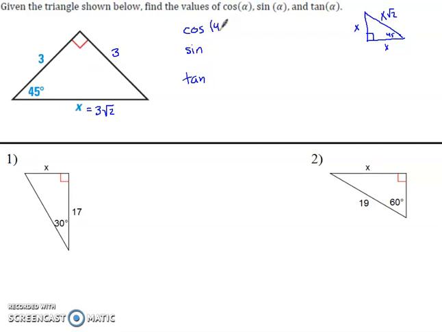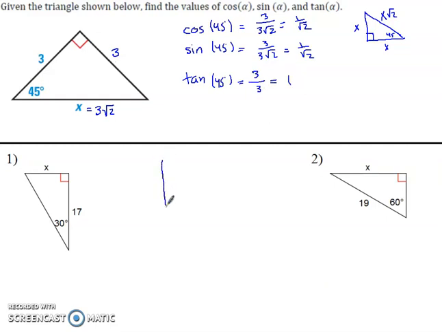Here I say alpha, but we'll go ahead and look at 45 degrees. So cosine would be adjacent over hypotenuse, so 3 over 3 rad 2, which is 1 over the square root of 2. Sine would also be 3 over 3 rad 2, which reduces to 1 over rad 2. And tangent opposite is 3 over adjacent, which is 3, which simplifies to 1.